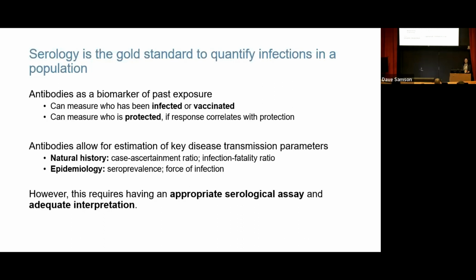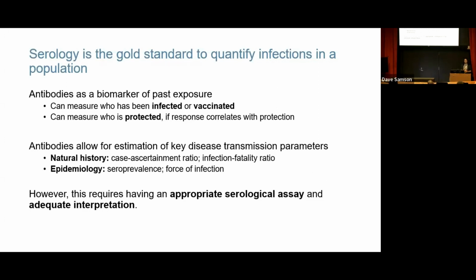I think folks here are quite familiar with this idea, but serology is the gold standard to quantify infections in a population. Antibodies are used as a biomarker of past exposure, right? And they can measure who's been infected or vaccinated. And if you have a correlate of immunity, they can also measure who is protected. This is often done with things like VPD, vaccine preventable disease. So antibodies allow us to estimate various transmission parameters and to understand the natural history of pathogens: things like the case ascertainment ratio or infection fatality, as well as the epidemiology in terms of seroprevalence and downstream metrics like FOI, force of infection.